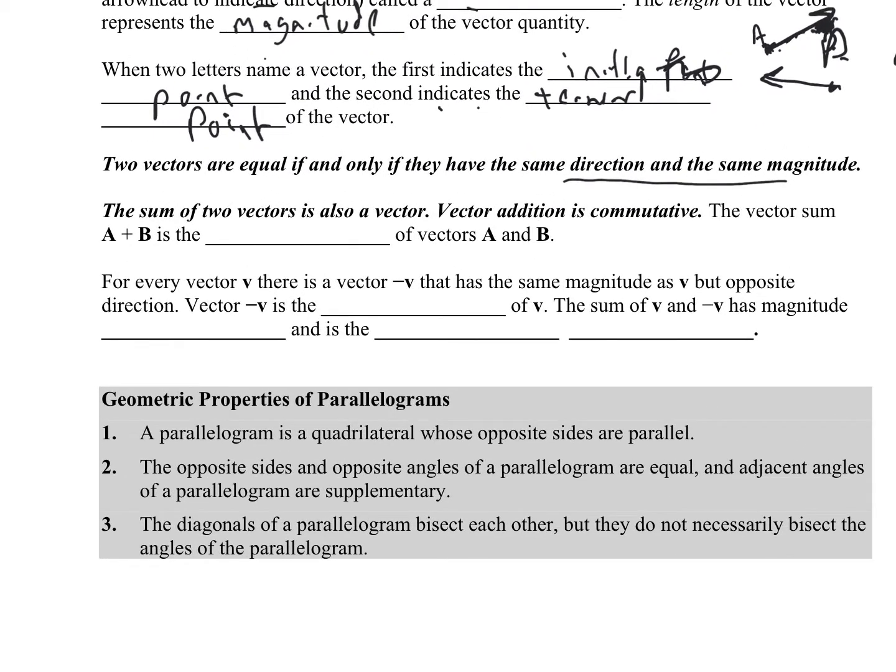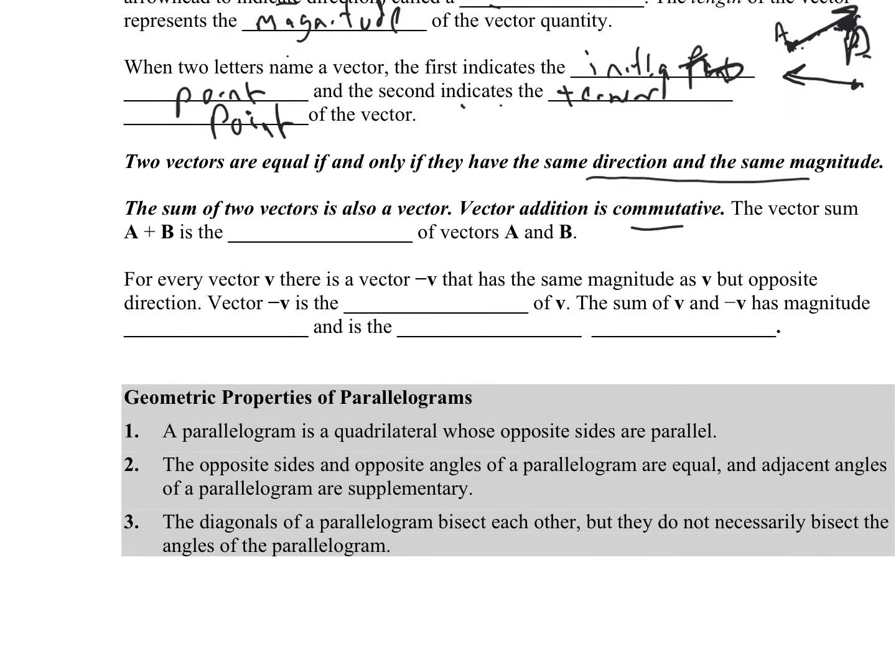The sum of two vectors is also a vector. Vector addition is commutative. The vector sum of A plus B is the sum. I'm not sure what other word he wants. It's the sum of vector A and vector B.